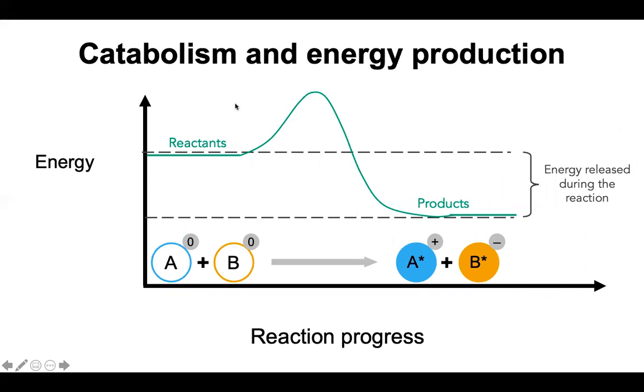Now, for that little energetic hill, we need a catalyst to get this reaction started, if you will. And so those catalysts are called enzymes. So enzymes aid in the breakdown of these reactants into these products and help us get energy.